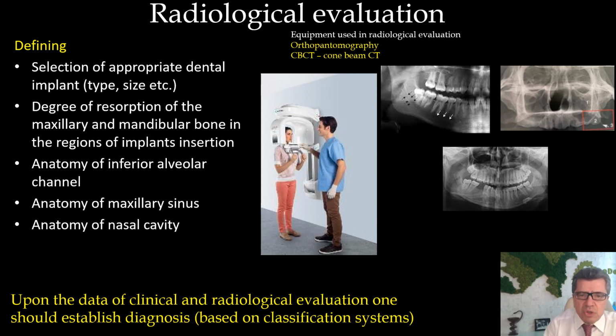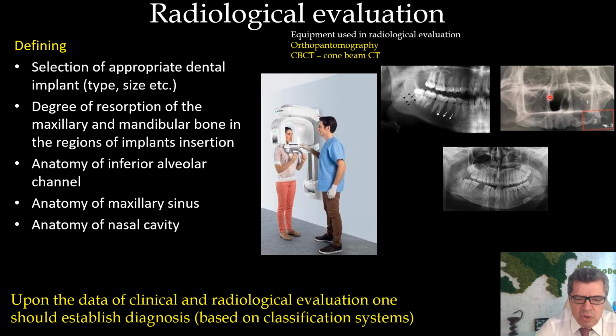In a radiological evaluation, the special equipment is orthopantomography and CBCT. What we're defining in the radiological evaluation: first of all, selection of the appropriate dental implant type, size, and so on; degree of resorption of the maxillary and mandibular bone in the region of implant insertion; anatomy of the inferior alveolar canal; anatomy of the maxillary sinus; anatomy of the nasal cavity.